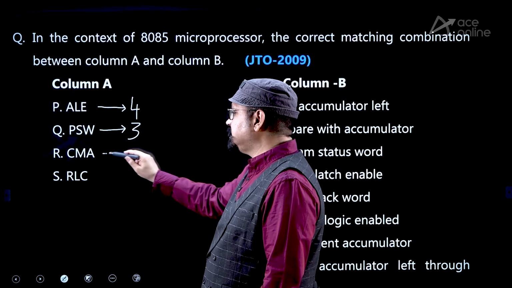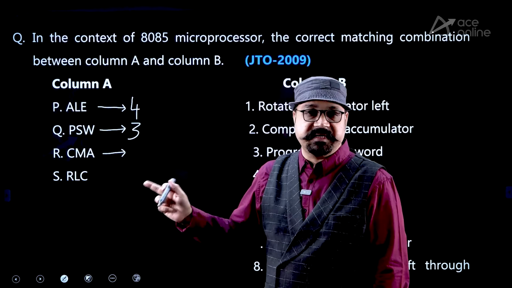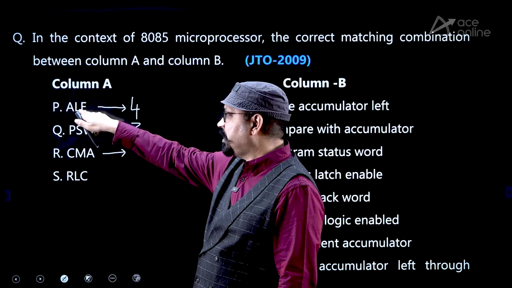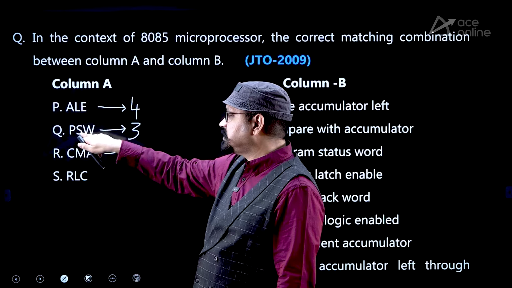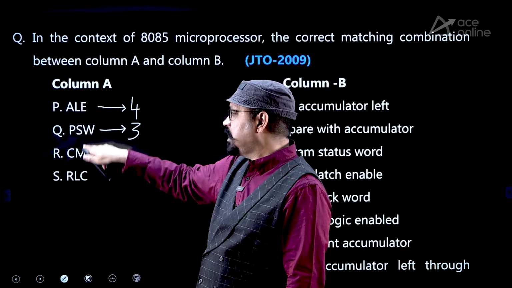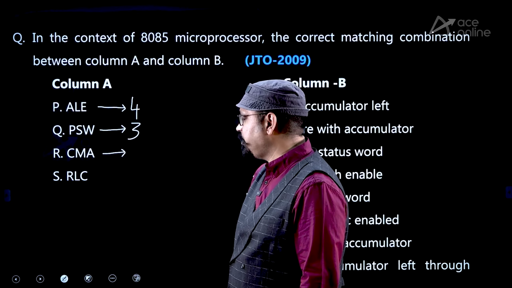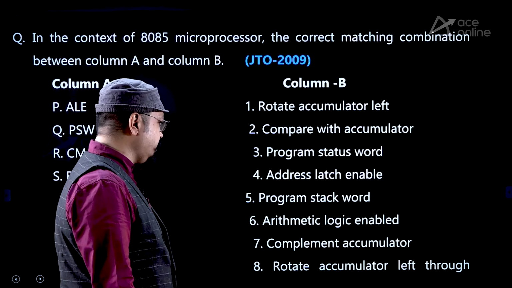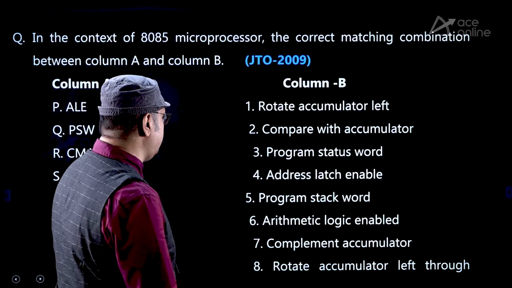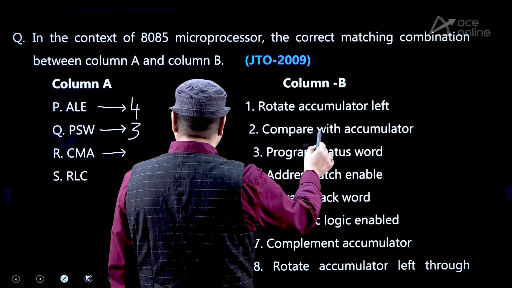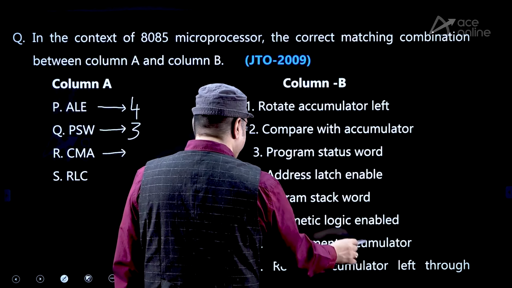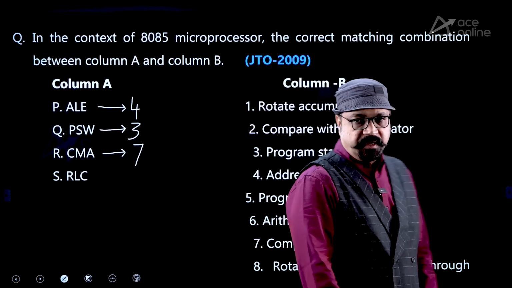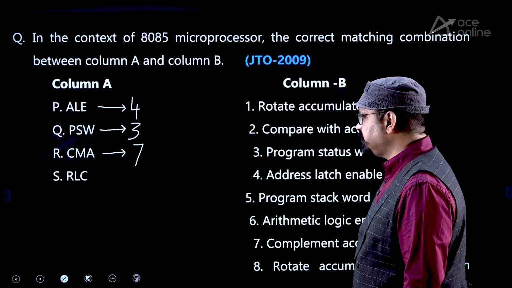What is CMA? CMA stands for complement accumulator. It is an instruction. This is a signal pin, output pin via which a signal is generated. This is a register pair name, right? And this is an instruction, CMA, used for complementing the number that is there in the accumulator. It is complement accumulator, not compare. Some people also confuse it with compare accumulator. It is complement accumulator. So CMA matches with that, option R matches with 7.